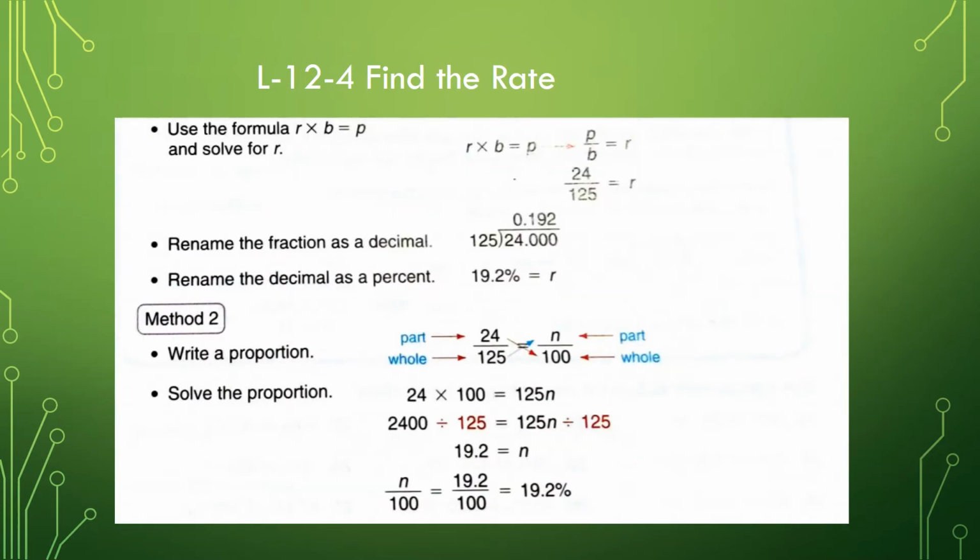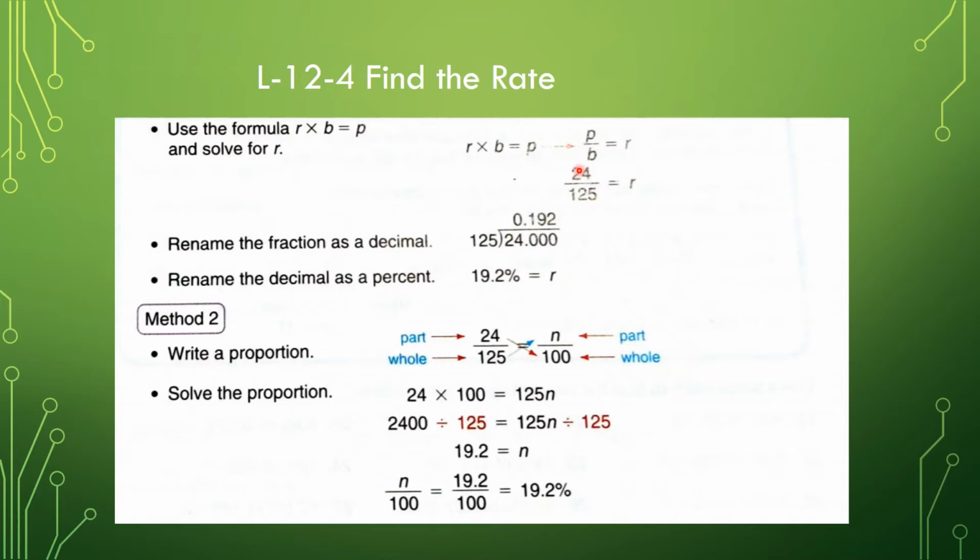Finding the rate, two methods are given. One is the formula method, the other is the proportion method. First you learn the formula. R times B is equal to P. You learned this formula in the last lesson also. R is the rate, B is the base and P is the percentage. Now percentage and base are given, so find R. Then R is equal to P by B.